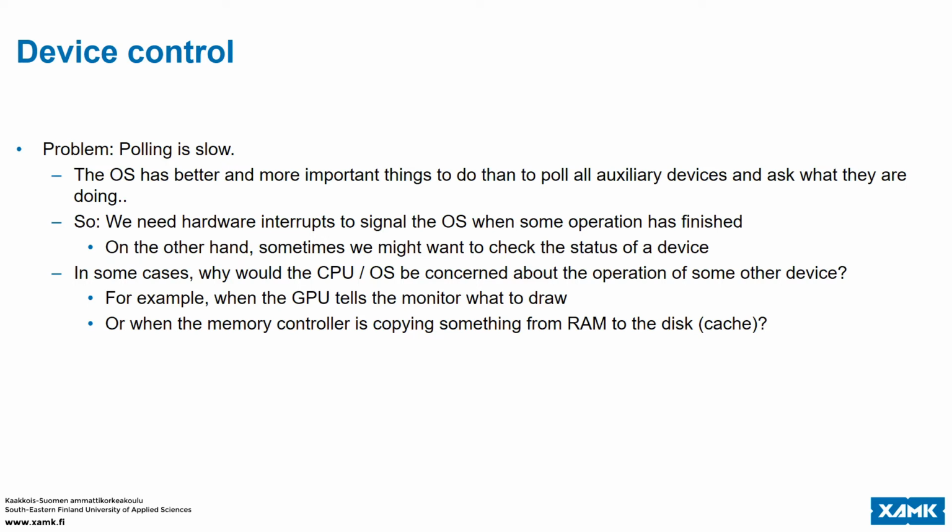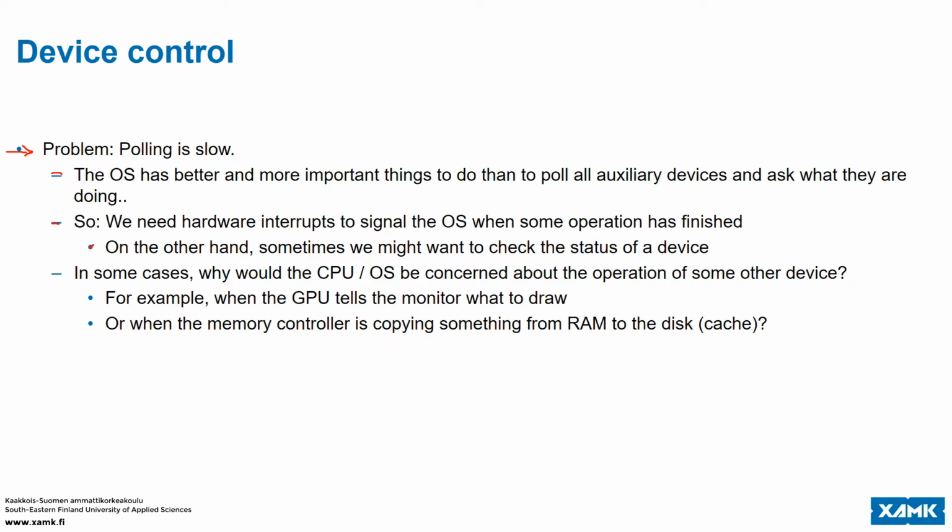In practice, however, that model wouldn't work because polling is actually slow. So the operating system, it turns out, has better and more important things to do than to poll all the auxiliary devices and ask what they are doing. So what they actually do is they call hardware interrupts to signal the operating system when some operation has finished. On the other hand, at some points, we might want to check on the status of a device so that status register is there for a reason.